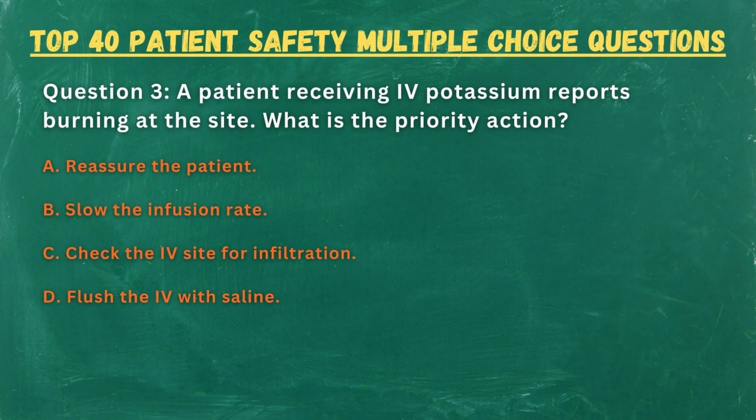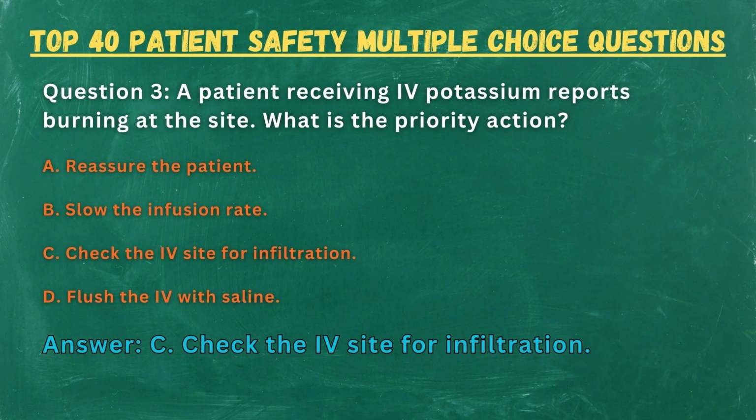Question 3. A patient receiving IV potassium reports burning at the site. What is the priority action? A. Reassure the patient. B. Slow the infusion rate. C. Check the IV site for infiltration. D. Flush the IV with saline. Answer. C. Check the IV site for infiltration.